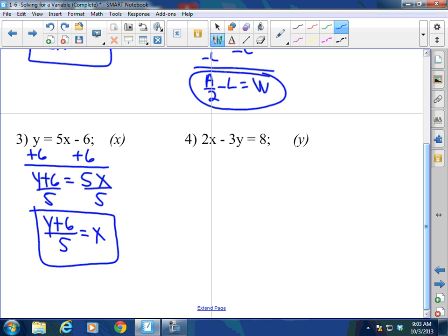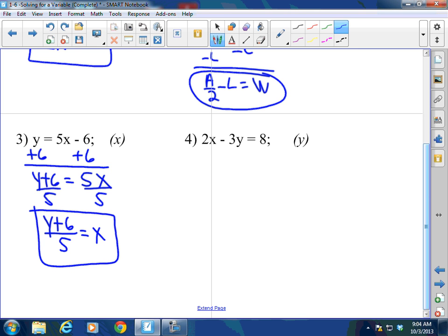Number 4. I want to solve for y this time. What's happening to the y here? Okay, it's being multiplied by a negative 3 and 2x is being added to it. Remember, there is no such thing as subtraction. This is really read as 2x plus a negative 3y equals 8. Remember, guys, subtraction doesn't exist. You're just either adding positive or negative numbers.